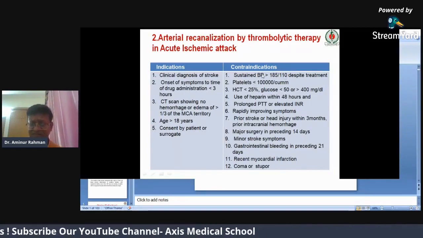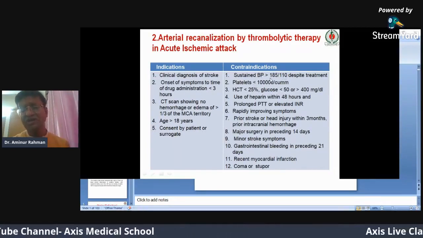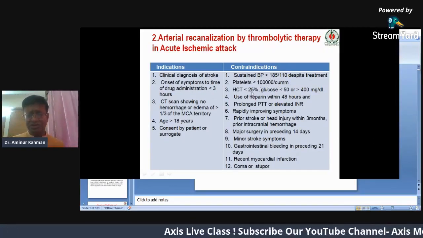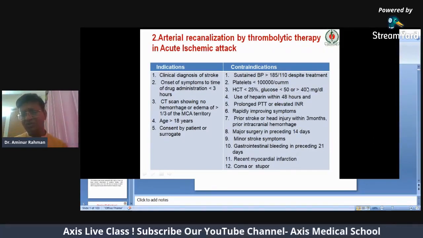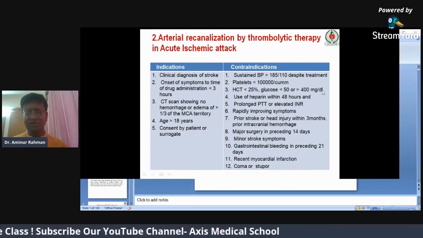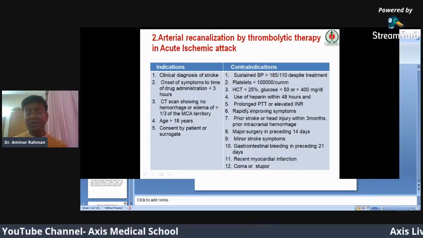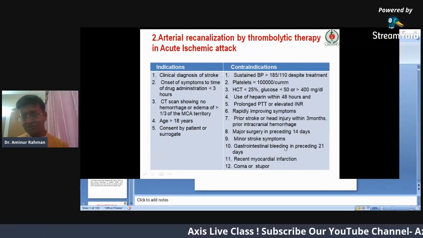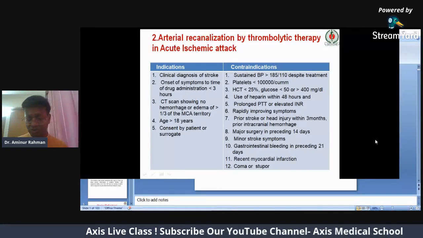Contraindications: sustained blood pressure above 185/100 despite treatment, platelets less than 1 lakh, hematocrit less than 25, glucose less than 50 or more than 400, use of heparin within 24 hours, rapidly evolving symptoms, gastrointestinal bleeding in the preceding 21 days, and coma or stupor.